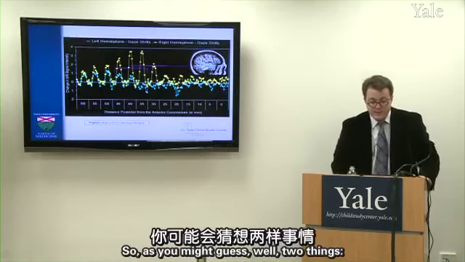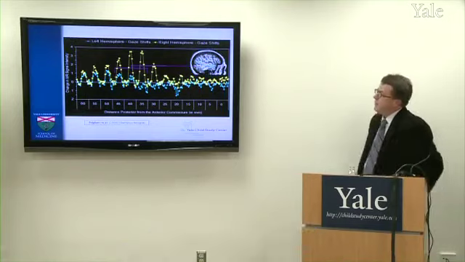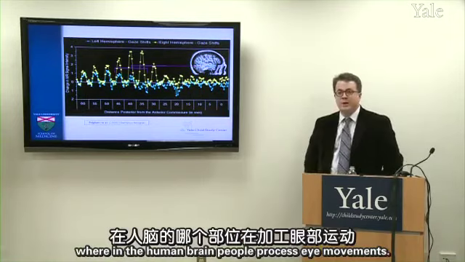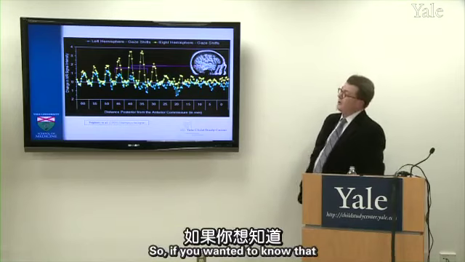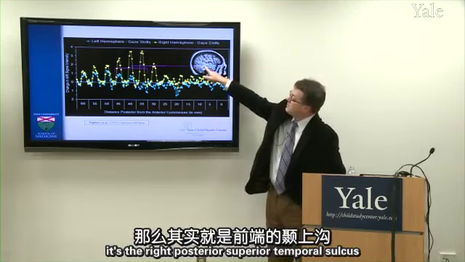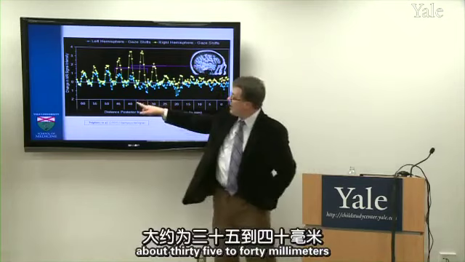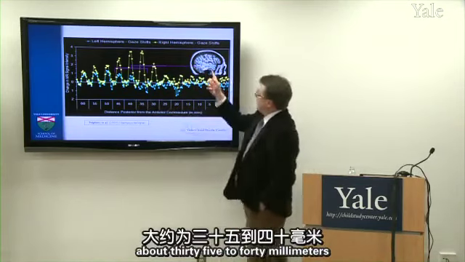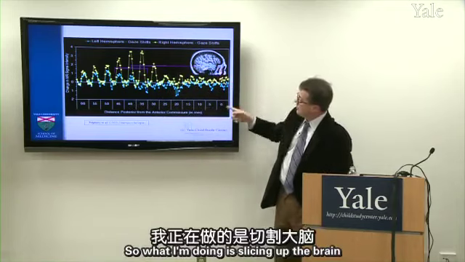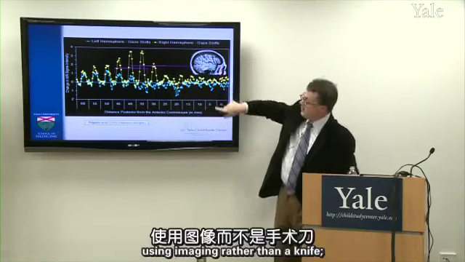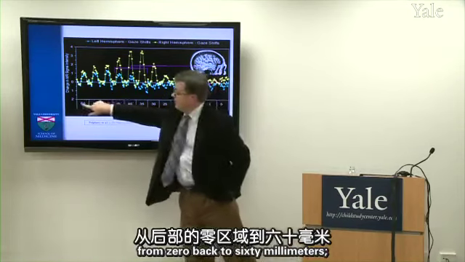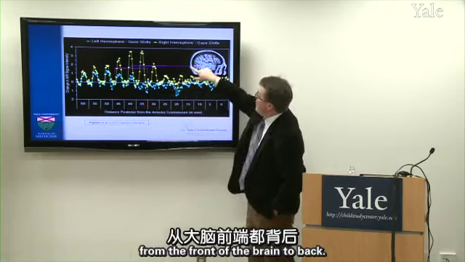So, as you might guess, two things. One is that we were able to localize exactly where in the human brain people process eye movements. So if you wanted to know that and talk about it at a cocktail party, it's the right posterior superior temporal sulcus, about 35 to 40 millimeters from the anterior commissure, which is right about here. What I'm doing is slicing up the brain using imaging rather than a knife, from 0 back to 60 millimeters, from the front of the brain to the back.